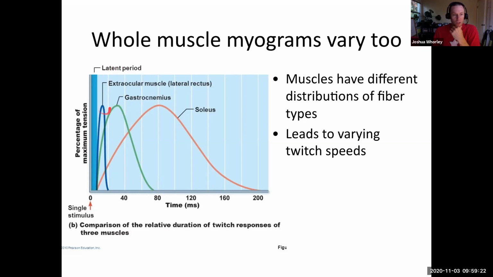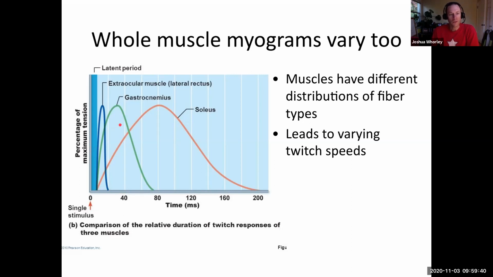So this must be loaded with type 2A X and type 2X muscle fibers, because it's an incredibly fast contraction and relaxation phase. They're on there at like 20 milliseconds. Yeah, about 20 milliseconds for that to complete.